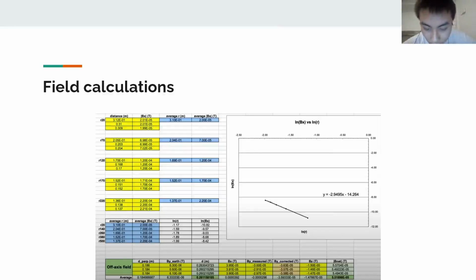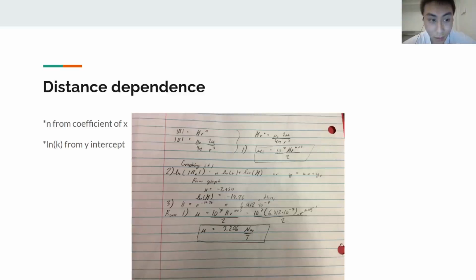Field calculations are shown over here, where we take this iPhone that we have and use an app to measure out all the distances shown here, along with plotting them on the graph. For the distance dependence equation, all we simply did was take the distance dependence equation in the top left and the Biot-Savart law below that.